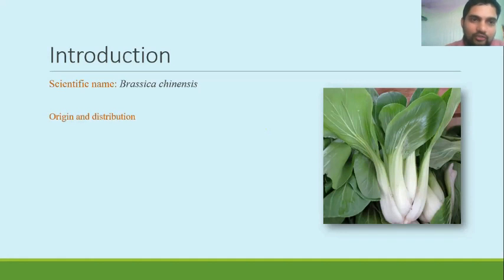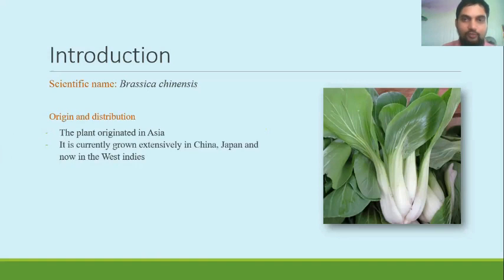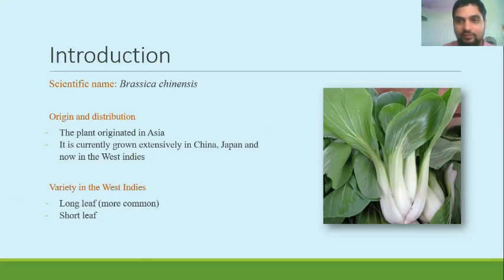Origin and distribution. When we talk about origin and distribution, we're talking about where the plant was first found. So origin is where the plant was first seen to be growing, and distribution is about where the plant is currently being grown. In terms of origin, the plant originated in Asia. In the Asian countries, that's where it was first found. And it is now mostly grown in China, in Japan, and in the West Indies, and Guyana, of course. There are two main varieties of the plant, and they're simply called long leaf, and this is mostly common, and that's shown on the screen on the right. And then we have the short leaf variety of the Pak Choi.